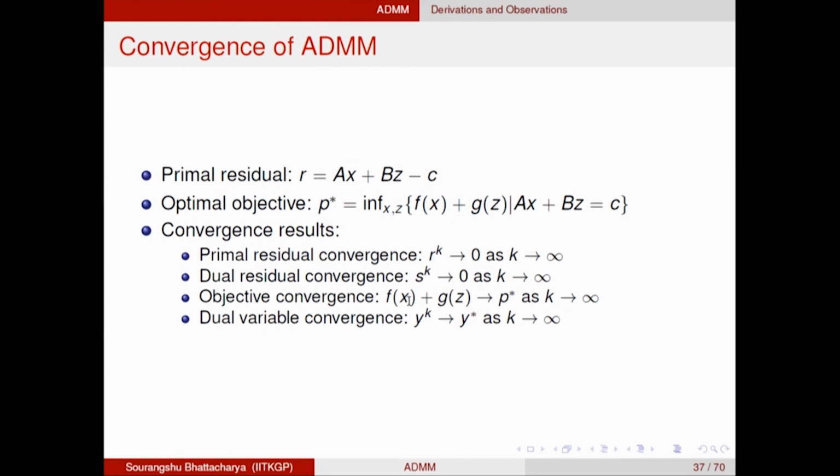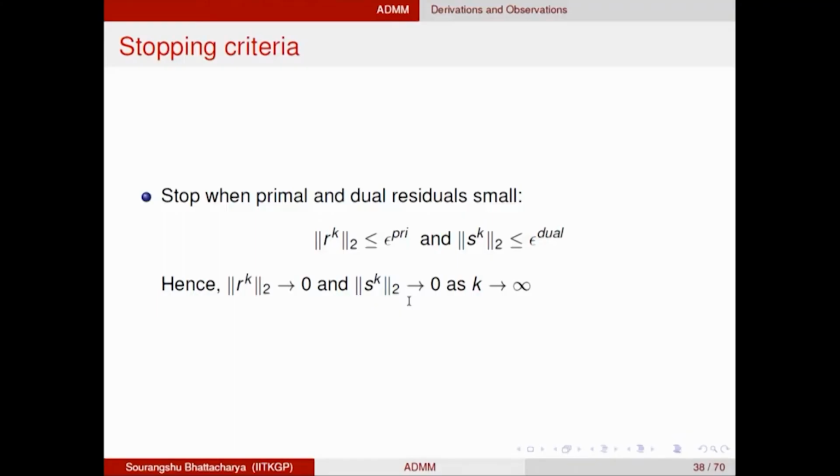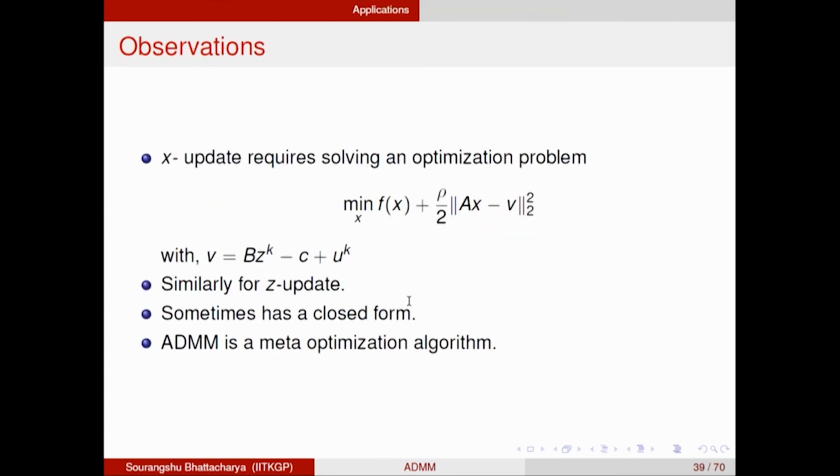In the next iteration, it may so happen that your primal residual becomes low, but your objective function increases. So it is not a descent method, but it can be shown that eventually all this will go to 0. So the primal residual will go to 0. We will not go into the proof of this. Your stopping criterion is when your primal and dual residuals are within a particular limit. If all of them are within a limit, you can stop.